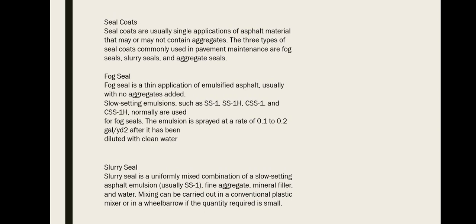The emulsion is sprayed at a rate of 0.1 to 0.2 gallons per square yard after it has been diluted with clean water. A slurry seal is a uniformly mixed combination of slow setting asphalt emulsion, usually SS-1, fine aggregate, mineral filler, and water. Mixing can be carried out in a conventional plant mixer or in a wheelbarrow if the quantity required is small.